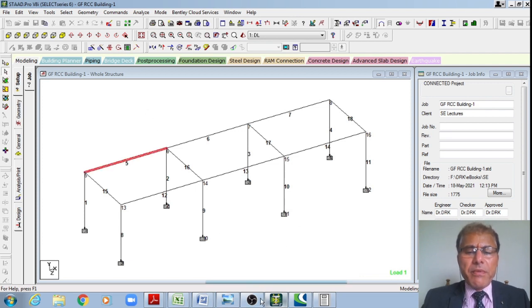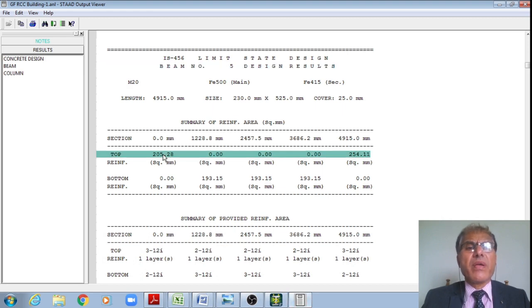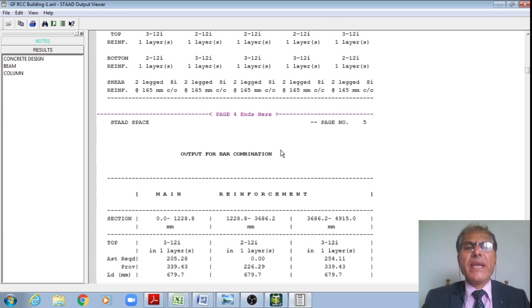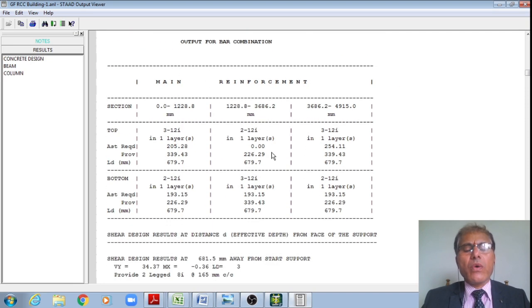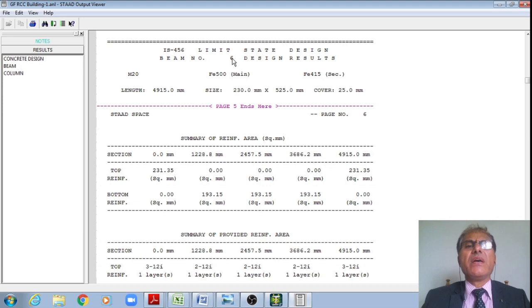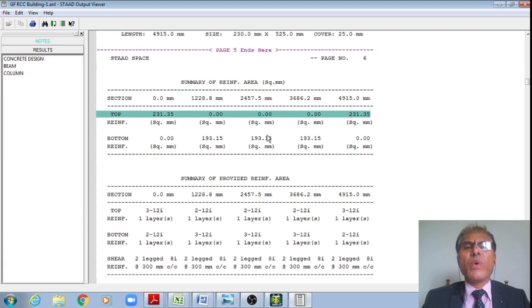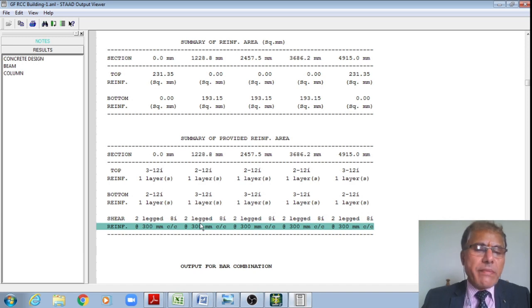This is the beam number 5 where I am getting the negative steel as 254 mm square and positive steel as 193, and the stirrups as 8 mm dia, 165 mm, whereas we have designed the sixth beam. There also the negative steel is 231 and positive steel as 193, and stirrups 2-legged 8 mm dia, 300 mm center to center.